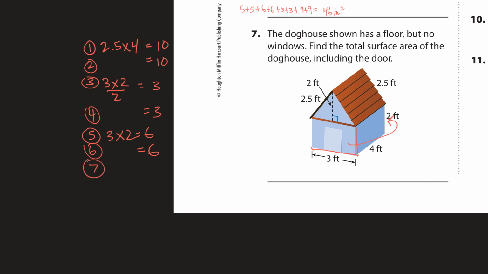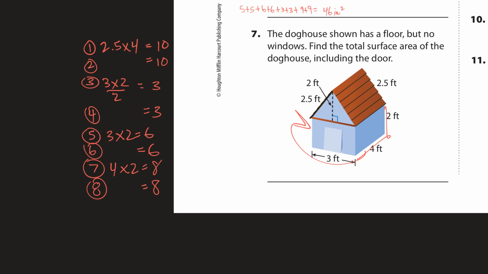And then a 7th side. Let's see, a 7th side. What would that be? That is 4 times 2, which is 8. But there's also the other side, and that's also 8. So that's 8 sides.